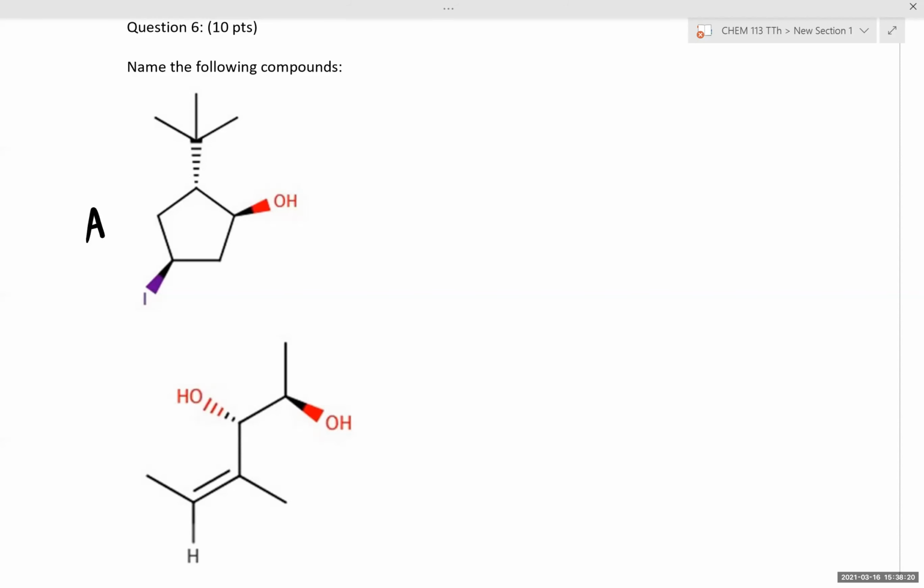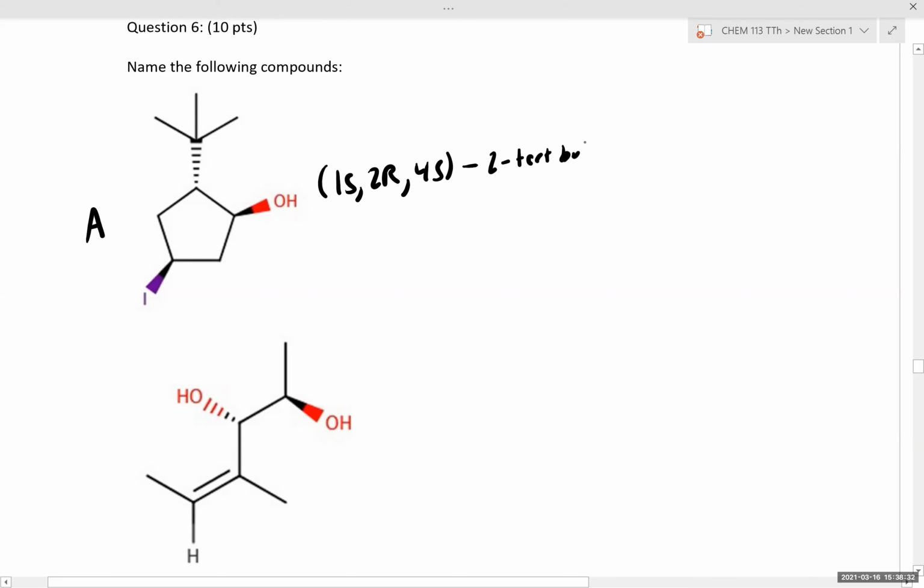1S, 2R, 4S, 2-tert-butyl-4-iodocyclopentan-1-ol. Okay, so dissecting the student response, they use the following numbering scheme.